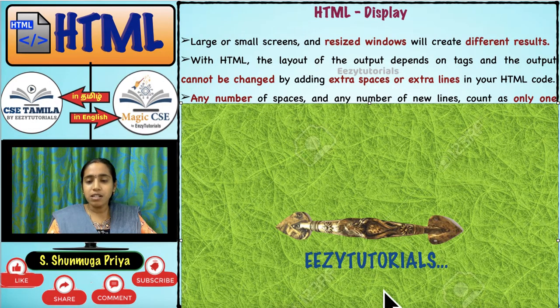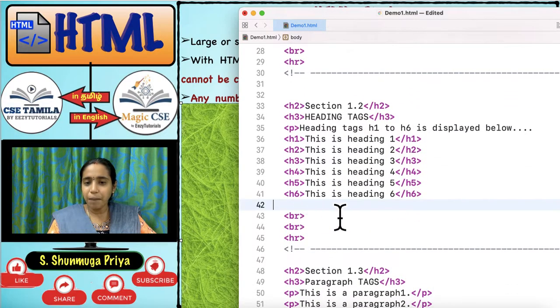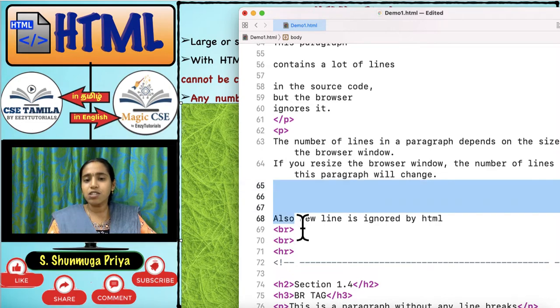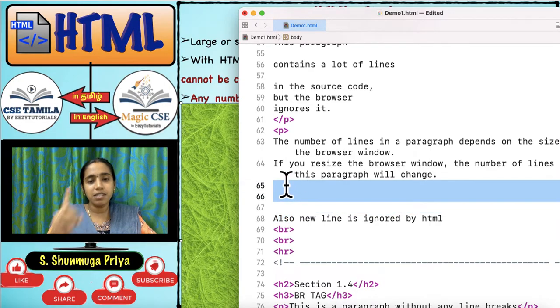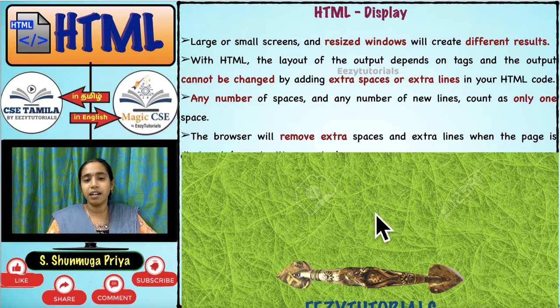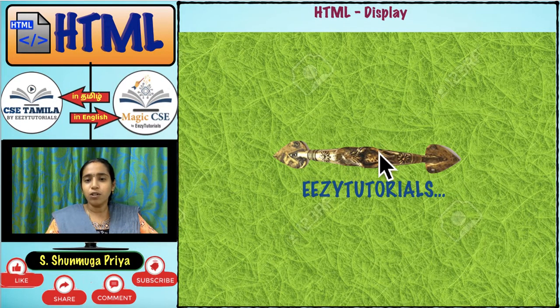The next one is, this is my code. Here I have left many empty lines and white spaces. Though you leave many lines, all the new lines will be counted as a single line. Likewise, all the white spaces will be counted as a single space. So extra lines and extra spaces will be discarded. They will be counted as a single one, and the extra spaces and lines will be removed by the browser while it is displaying the result. You have to know this point.